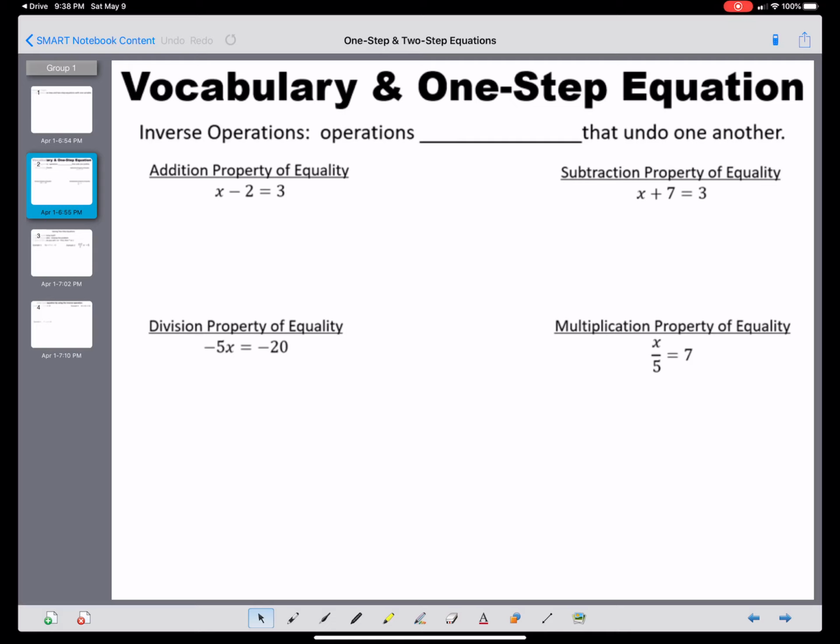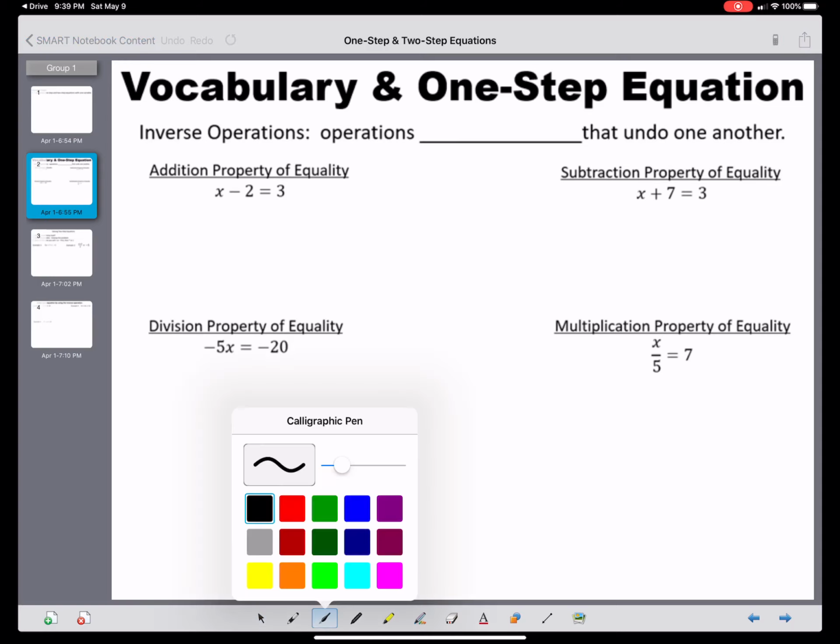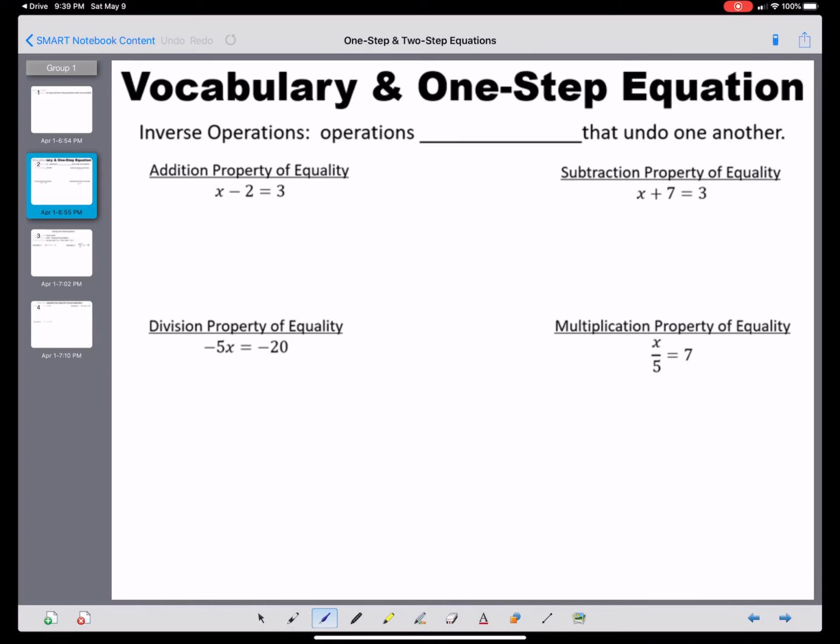Inverse operation: operations that undo each other. The operations that we're going to use are add, subtract, multiply, and divide. Okay, so addition and subtraction undo each other, multiplication and division undo each other. Okay, so then we're going to do the four one-step equations.